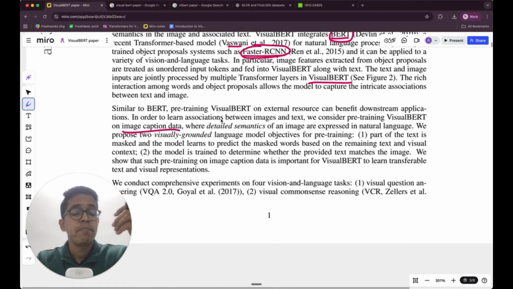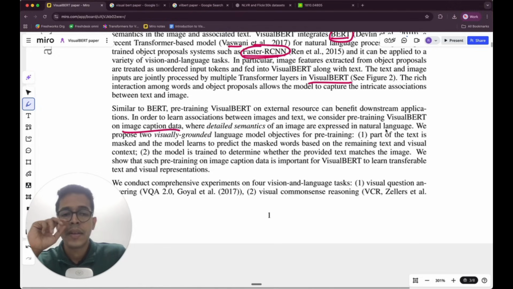But in captioning, the caption will be different for all the images. For every unique image, you will have a unique caption, which means the model is forced to learn a lot more things. That's the power of an image caption dataset. Through image caption data, detailed semantics of an image are represented in natural language. Where in natural language? In the caption itself.